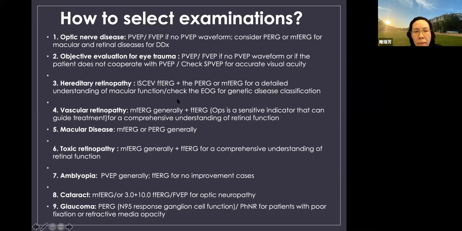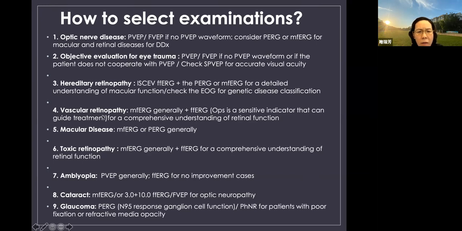For some diseases, the patient may look normal. For example, if they are a carrier for X-linked retinopathy, we can also use ERG to find early retinal involvement.